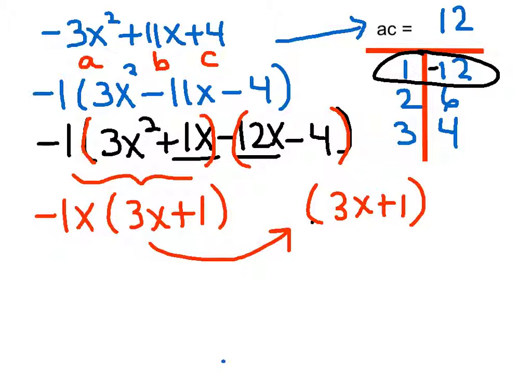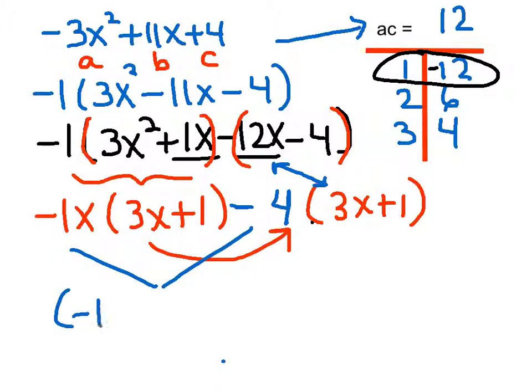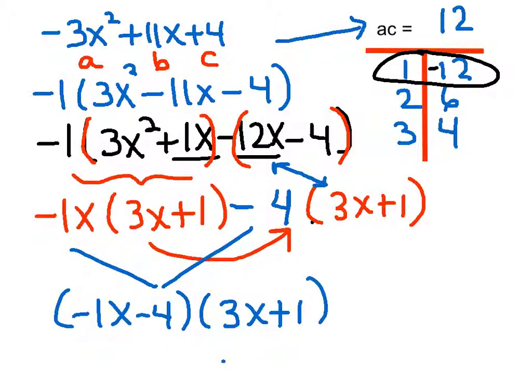Okay, so now we're going to look above here. We're going to look at this 3x and that 12x. What does that 3x have to multiply by to get a 12x? And you're yelling out a 4. I hear you. So remember, that minus in the middle comes down. There's my 4. You're almost done. All you do now is bring these two together. So I have minus 1x minus 4 and 3x plus 1. And you only write that one once, even though you see it twice.